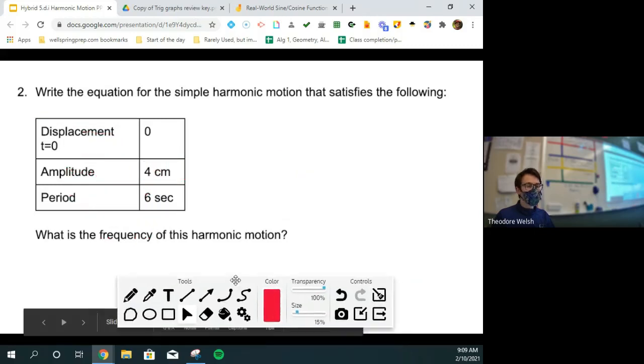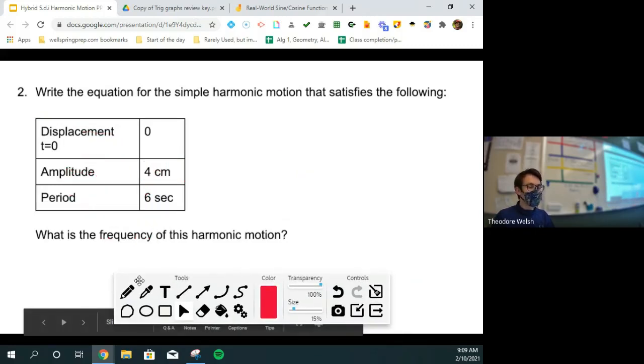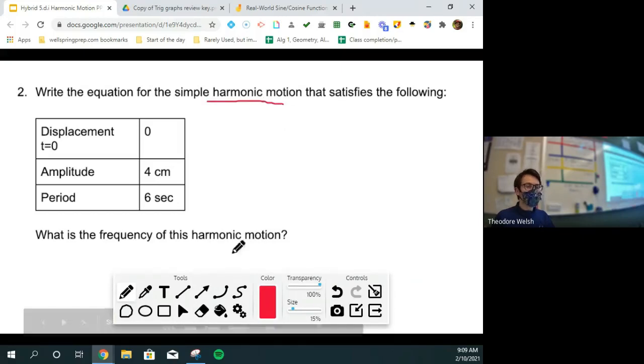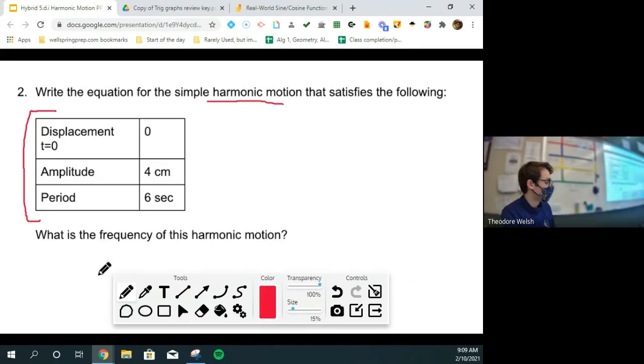Okay. So here we're going to do the reverse. We're going to write now an equation of harmonic motion that satisfies this information. So in terms of your notes, I would recommend including this table. So I'll give you a moment to copy down that table. And I'll talk through kind of what some of these characteristics mean.